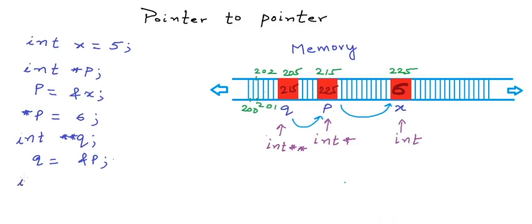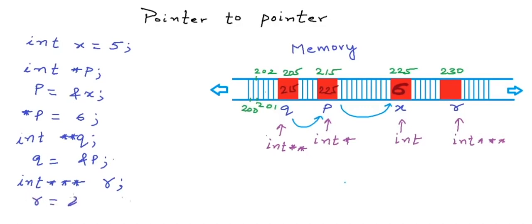Let's say we want to declare a pointer to pointer to pointer. So int asterisk asterisk is pointer to pointer, and we will put 1 more asterisk. We can put these 3 asterisks immediately after the keyword int, or immediately before the variable name, like we have done in the case of q here. Let's say we define r as int star star star, and r gets address 230 in memory. Now r is of type int asterisk asterisk asterisk, so it can store the address of an int asterisk asterisk. So it cannot store the address of x or p. Only a statement like r equal ampersand q will be valid.